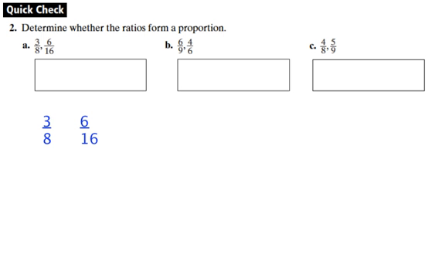Start by writing the two ratios down. Then cross multiply. 16 times 3 is 48. Cross multiply 8 times 6, which is also 48. Since the two cross products are equal, the ratios are equal, and yes, they form a proportion.